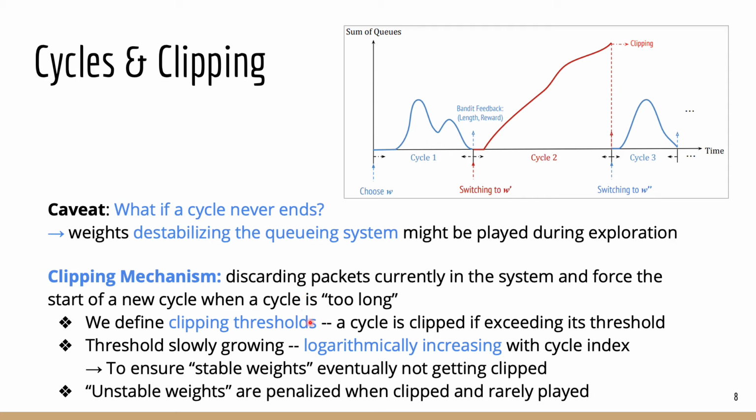Accordingly, we define the clipping threshold. A cycle is clipped if it exceeds its threshold. However, since the cycle length of any stable weight is random, and indeed it's a sub-exponential variable, there is a small probability a cycle induced by a good stable weight can also be clipped for any fixed threshold. So we design the threshold to grow logarithmically over the cycle index, and this ensures stable weights eventually do not get clipped. Meanwhile, those unstable weights are penalized when clipped and rarely played after some initial exploration. And in the analysis, we can show that this clipping will not affect the regret guarantee overall.